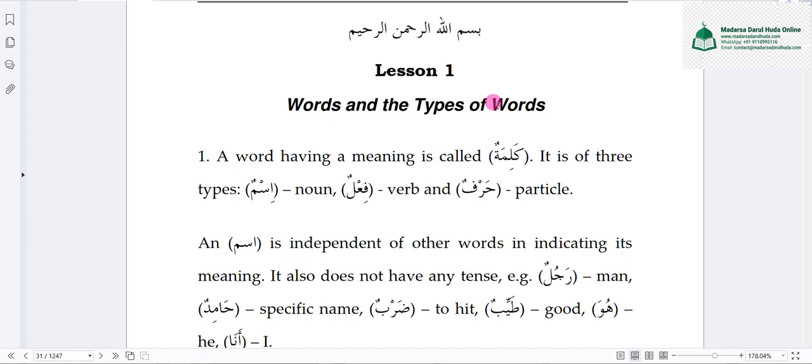Today we are going to start Arabic Tutor. This book is actually in 4 volumes with a total of 75 chapters and overall I think around 1200 pages.